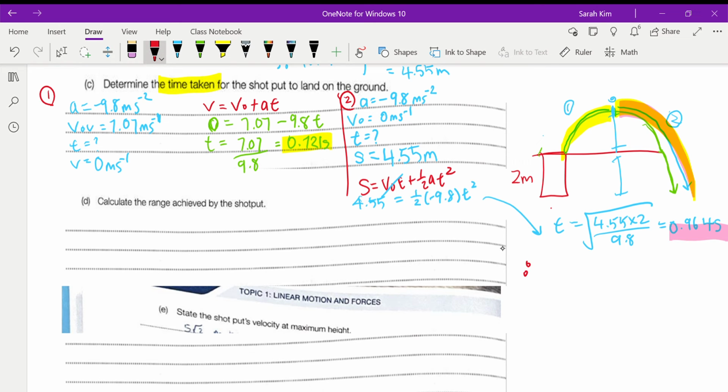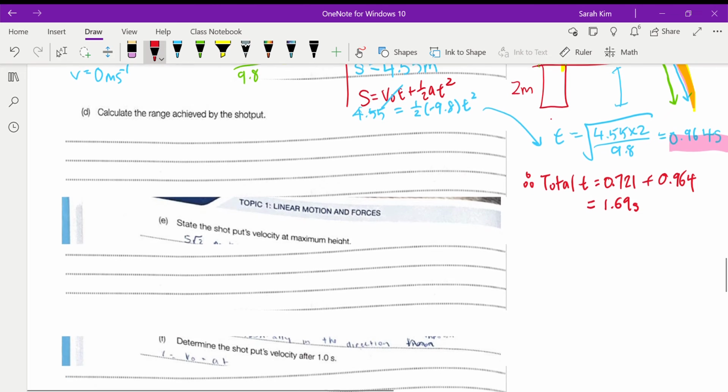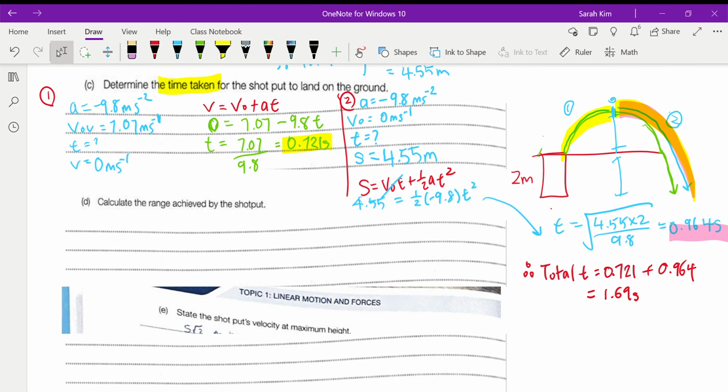So therefore, total time is yellow section 0.721 plus 0.964. So that ends up being 1.69 seconds. That's it. Last, oh no, we've got a couple more. D. Calculate the range achieved by the shot put. Okay. So range is a horizontal component, so just take note of that.